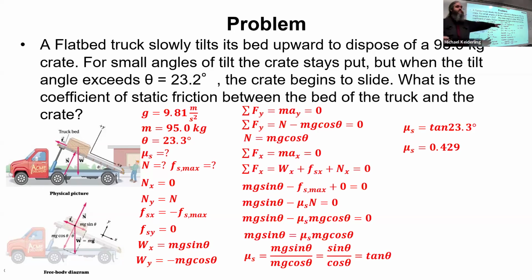And it's just a number. Coefficients of friction are always just numbers because they convert force to force. Any questions about that? There's that nice thing where gravity cancels out. Everybody okay with me going on?